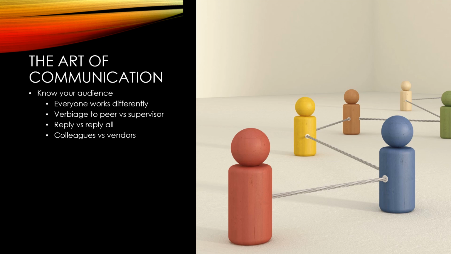Verbiage to peer versus superior. Your verbiage should change when communicating with a colleague as opposed to your boss or supervisor. You can be more casual with a peer than you can with a supervisor. Always use correct grammar with any communication, but you can get away with an LOL here or there with a peer, but not with your supervisor. Keep your communication positive whenever possible, and don't whine to the boss unless you have a recommendation on how to fix the issue.